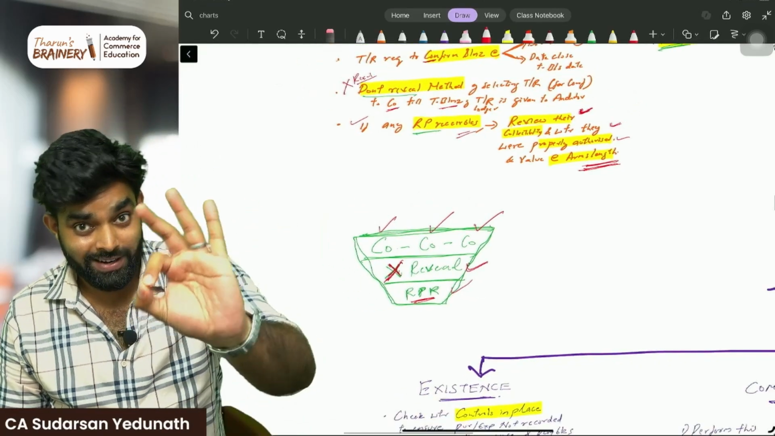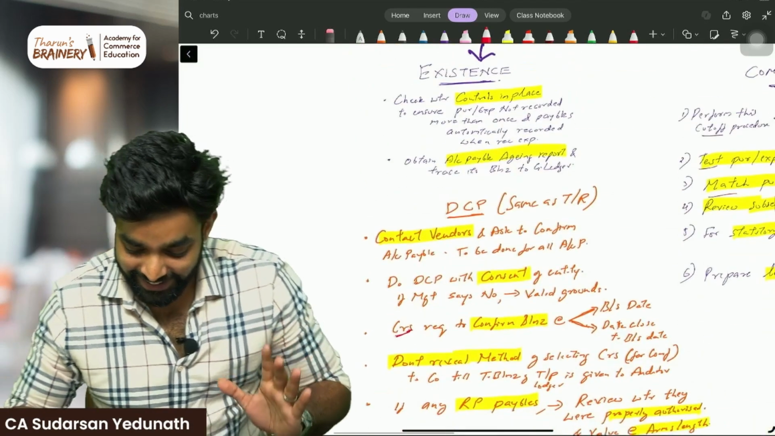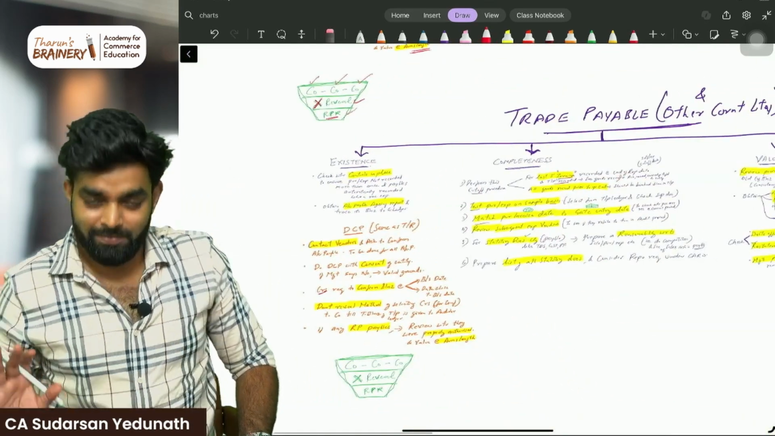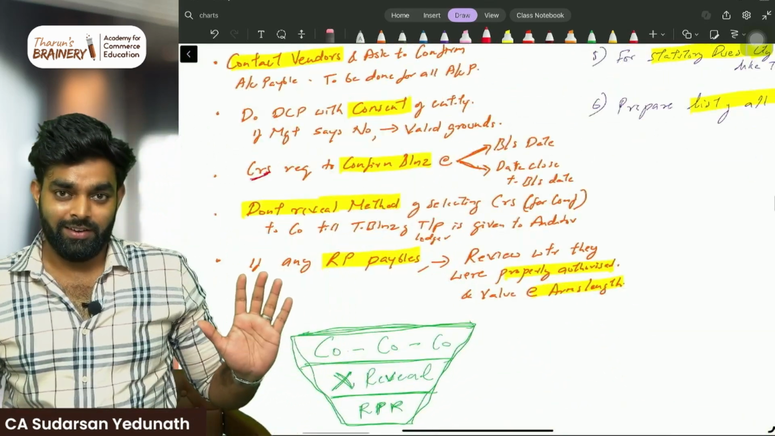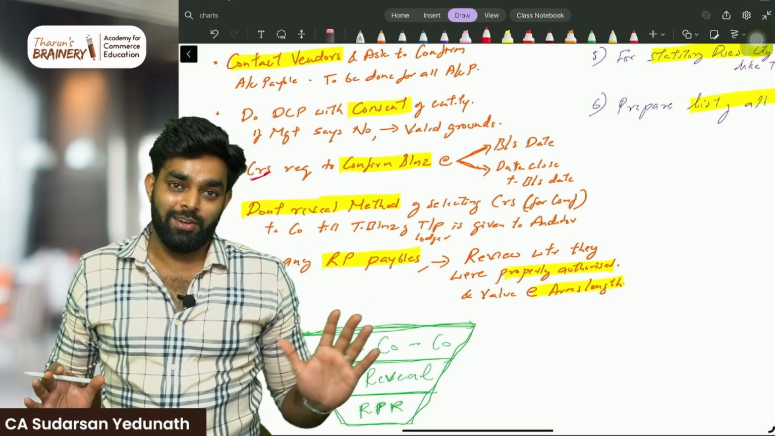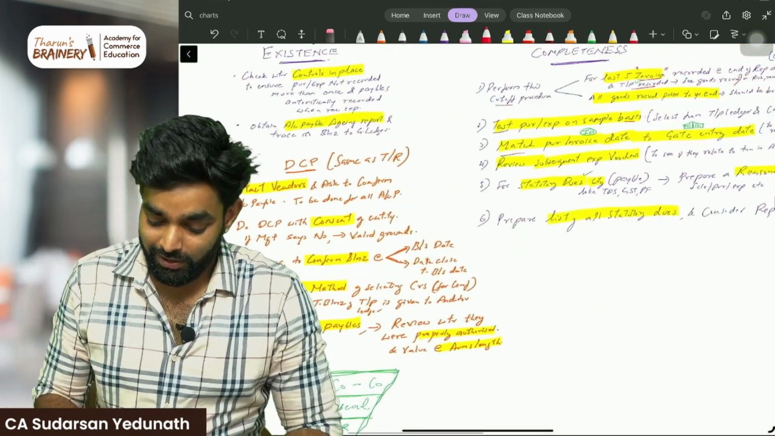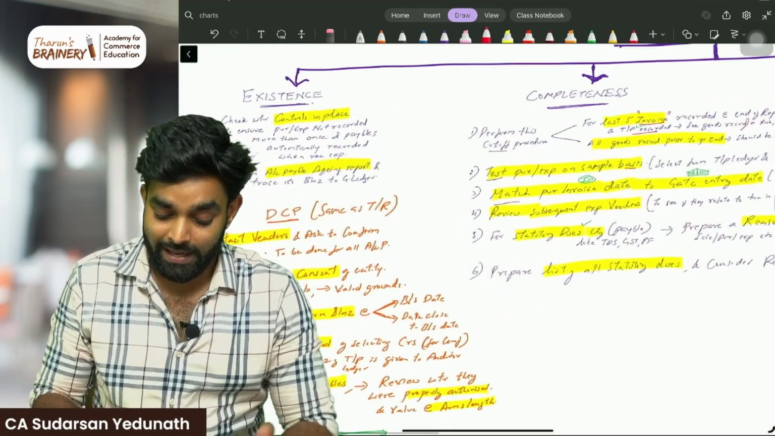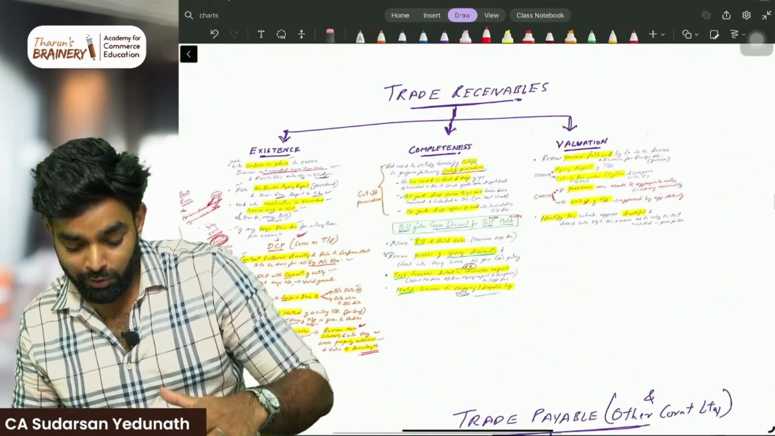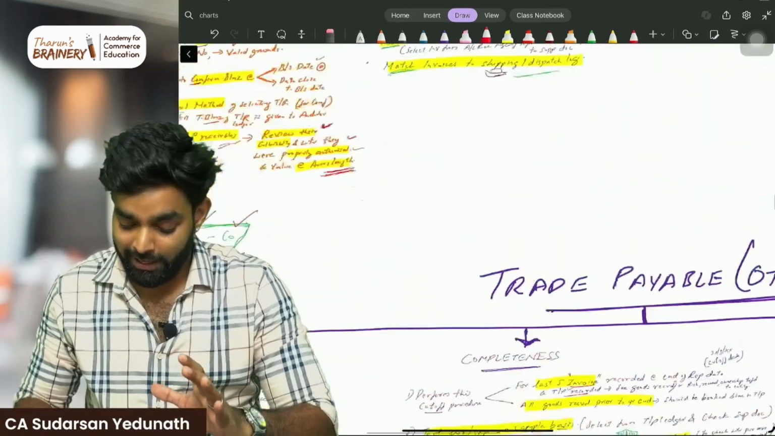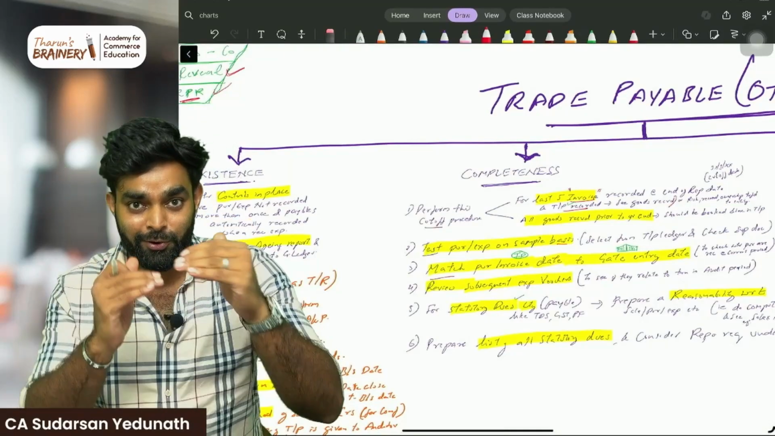Now I'll give you one like a magic. The same thing is for trade payable, same mnemonic. That is why I put the mnemonic, so it will be very easy. Two questions you'll get in one shot. Similarly, now we are going to trade payable and seeing the existence of trade payable. Then we will go to completeness of trade receivable and completeness of trade payable. So it will be very easy for you to learn.